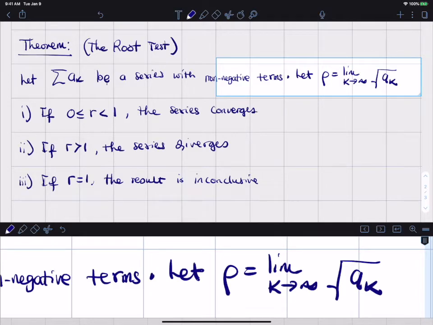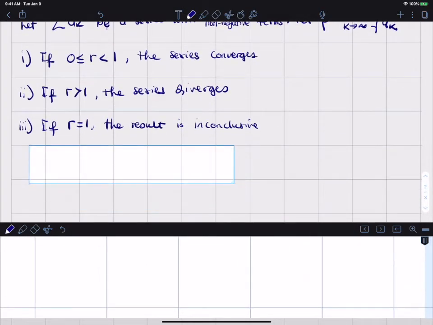All right, so I'm going to do an example. All right, so the root test works better when you have something to the power of k, but you don't have a factorial. All right, let me do an example.